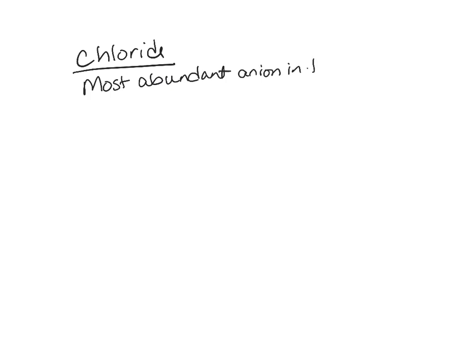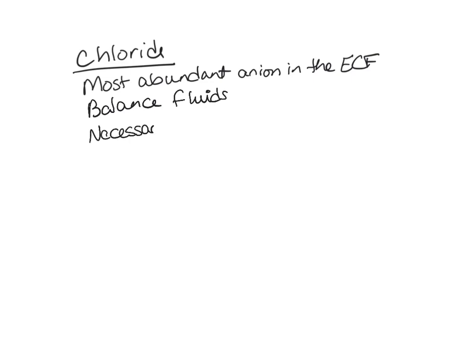Then we have chloride. Chloride is the most abundant anion in the extracellular fluid. It helps to balance fluids inside and outside the cell. And it's also necessary to make hydrochloric acid. You remember when we talked about the chloride shift.